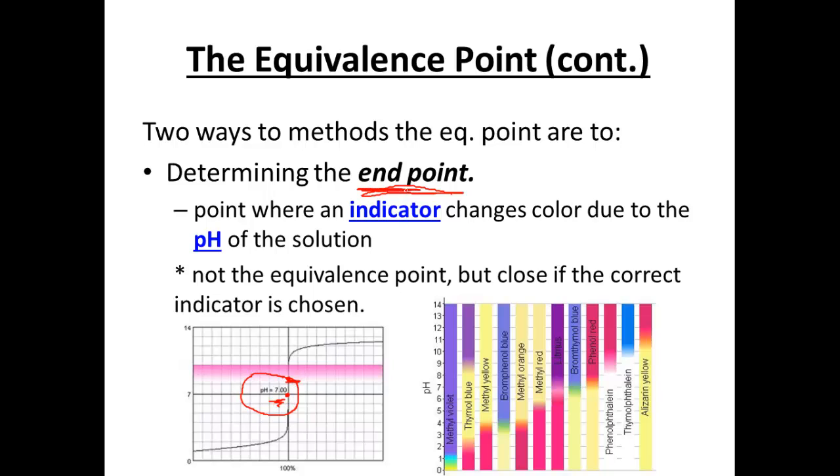But the endpoint is when the color changes with an indicator. The equivalence point is usually close to it, as long as you choose the right indicator. So not the equivalence point, but it's close if you choose the right indicator.